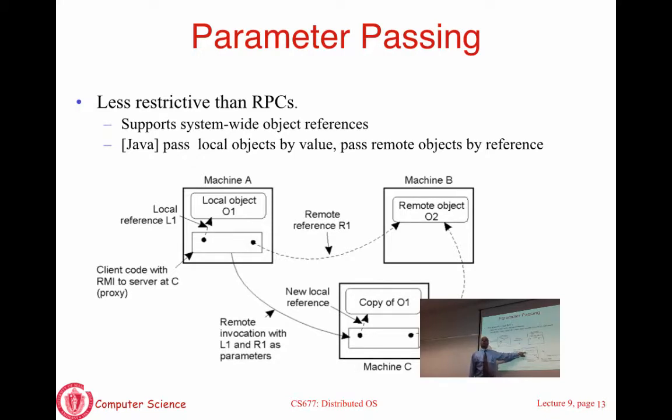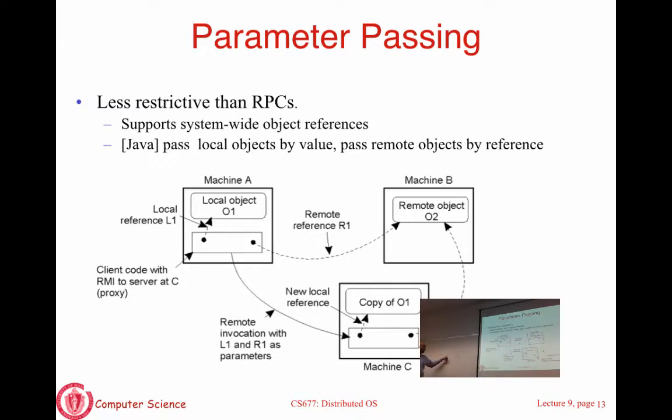So you'll see there's a copy of O1 that's appeared here because you passed the entire object by value. All of its data, all of its methods were sent with the parameter as arguments. Okay, so O1, you made a copy because you passed by value. But if you have a remote object, you are going to pass it by reference. You are not going to pass it by value. You are simply going to pass a handle, which is essentially a network pointer, to O2 as this argument.